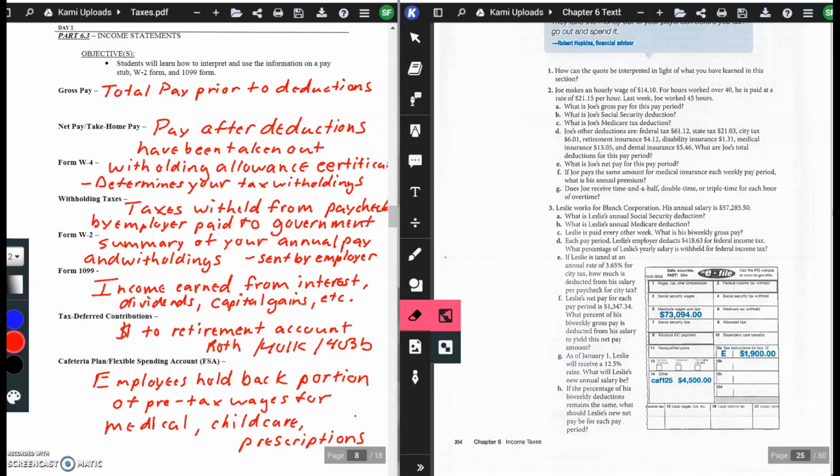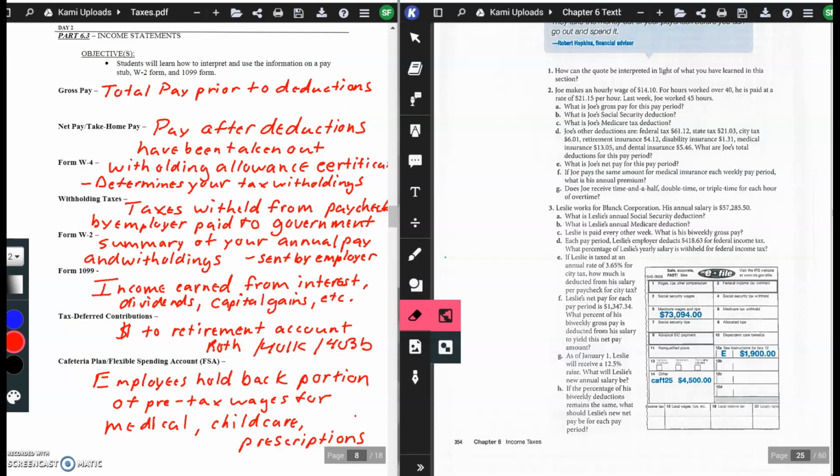Form W-4, this is a form that you fill out when you get a job. It tells the government or your employer how much tax to take out. Withholding taxes. This is the actual tax that is withheld from your paycheck and is paid to the government. Form W-2, at the end of the year, you get a form that basically summarizes all of your annual pay and your withholdings. This is sent to you by your employer by a specific date that's set by the government.